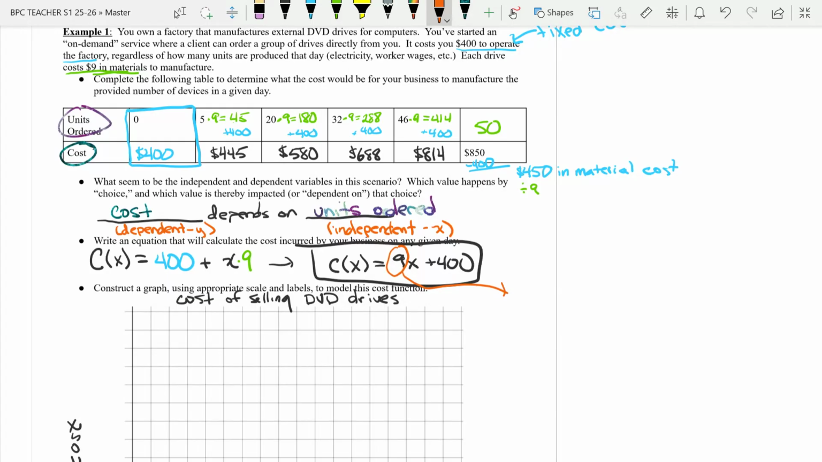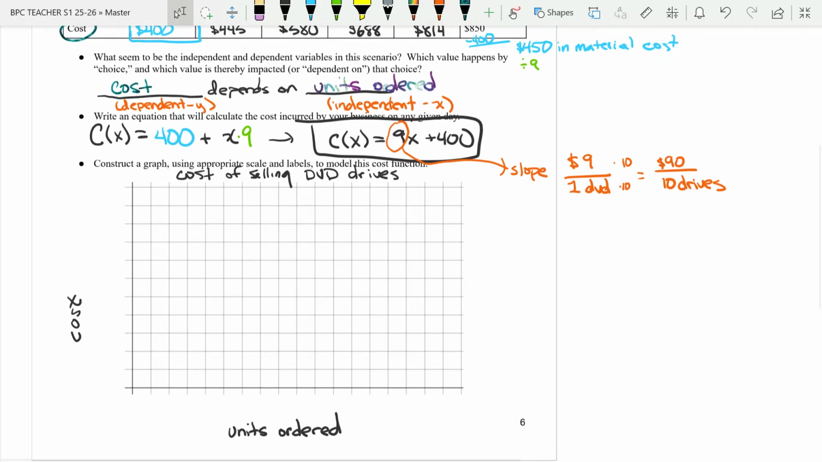Right now, this is my slope. And my slope is $9 increase in cost per one DVD, or one DVD drive. But selling just one at a time doesn't make a ton of sense. You wouldn't make a lot of money that way, so that's not what I want my graph to be. So I'm going to multiply this by 10 and say, hey, this would be $90 per 10 drives.